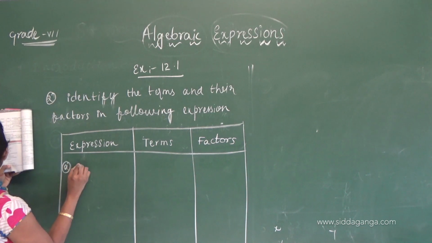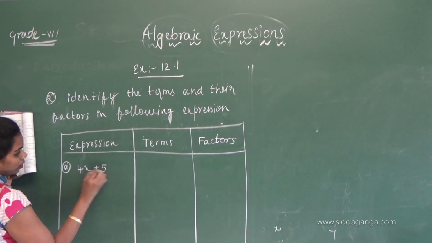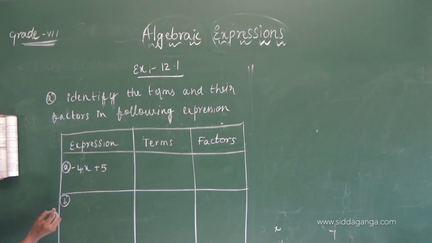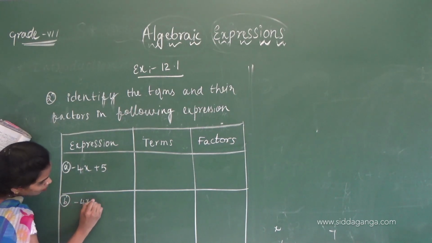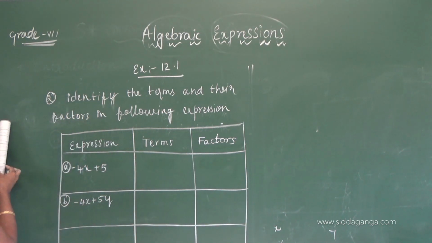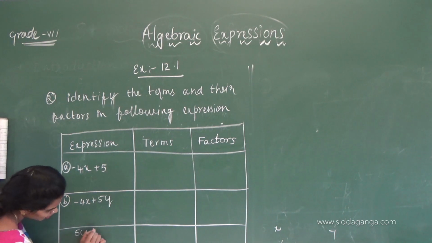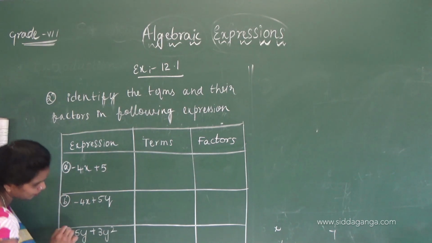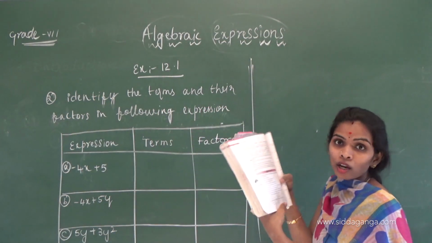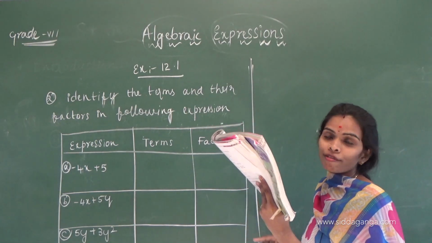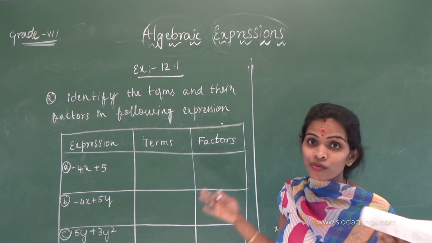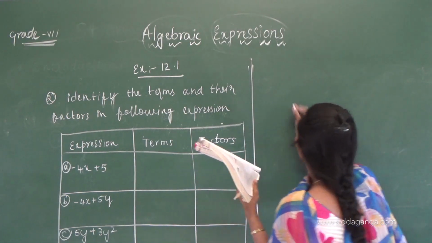I am writing all the questions here: -4x plus 5, 5y plus 3y square. By seeing the expression only we can know what the terms and what the factors are. Again and again we would have to write all the terms for each expression, that's why I am taking one table to write all the factors and expressions.